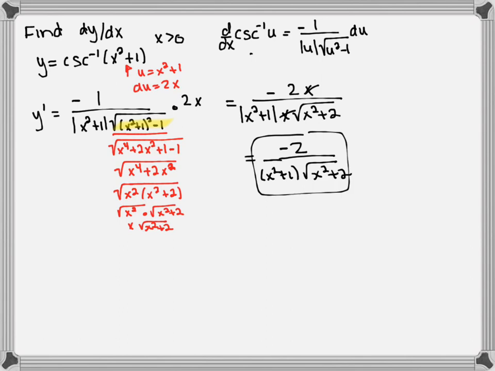So notice that I left out the absolute value. There's a couple of reasons. One, they already tell me that x is always going to be greater than 0 no matter what. But also, if you look at the problem, it is x squared plus 1, so that number is always going to be positive.